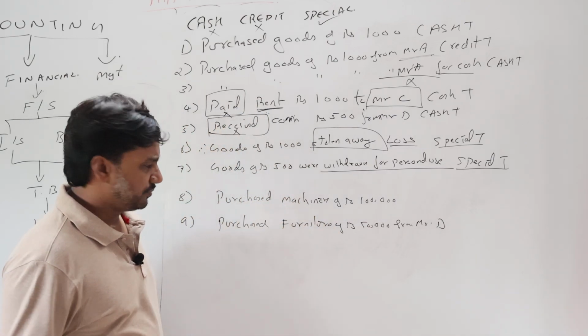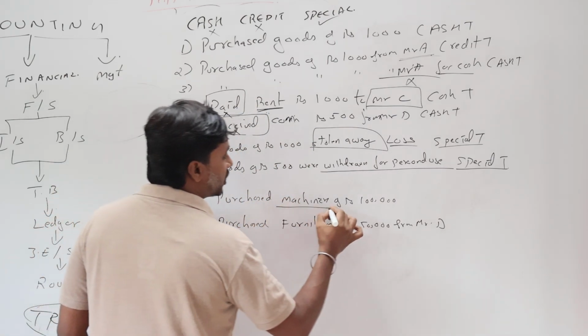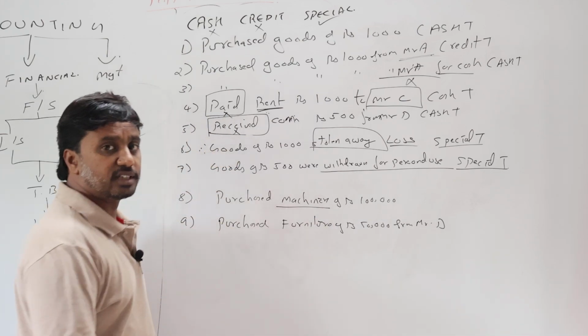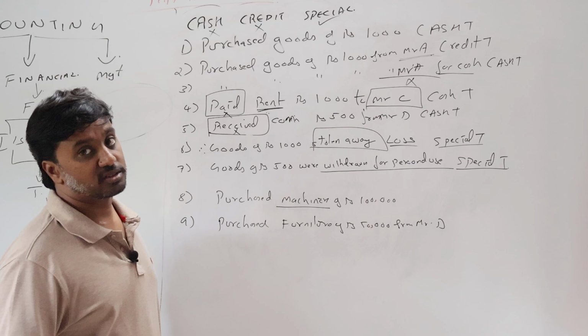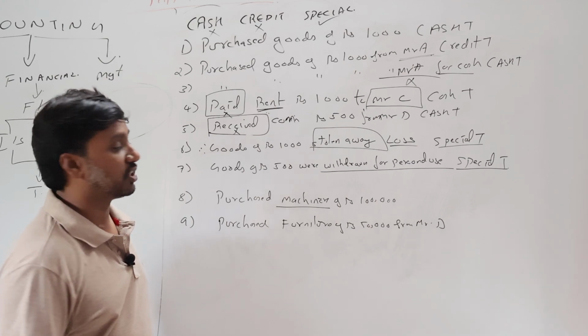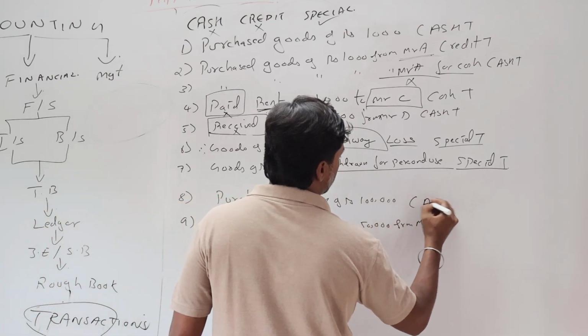Let us try a few more. Purchased machinery of rupees 1 lakh. Again, cash or credit? Cash. Why? The name of the person is not mentioned, so 100% what transaction is it? Cash transaction.